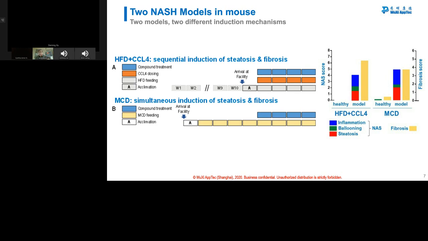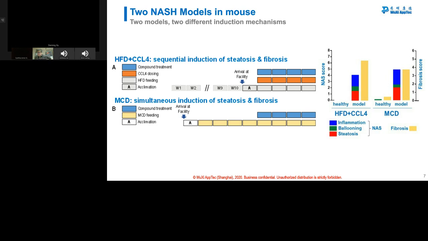So if you look at the histopathology score analysis on the right panel, these two models are quite similar, maybe with some quantitative differences. Both of them include significant steatosis, inflammation, fibrosis, and to a lesser extent, ballooning, as represented by the color-coded bars in the graph on the right. The colors used in the subsequent presentation will be consistent. So blue being inflammation, green ballooning, and likewise red is steatosis. The yellowish, orangish is the fibrosis.